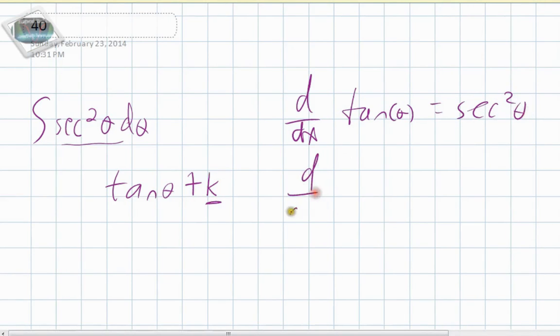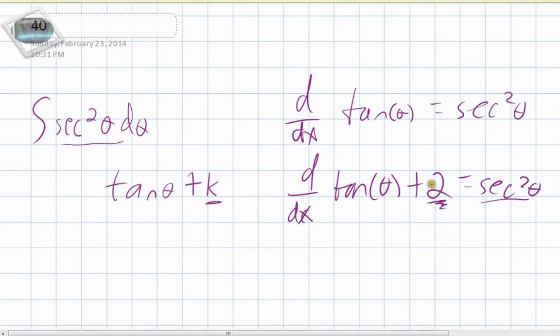But let's say you took the derivative of tangent of theta plus 2. You would still get secant squared. You could take the derivative of tangent plus any number that doesn't have a theta in it, and the derivative of a constant is 0, so you would just keep getting secant squared. So to account for all possible answers where you took the derivative of something, you have to say plus some constant. The constant can be 0, or it can be 2, or something else. But anyway, this is your answer.